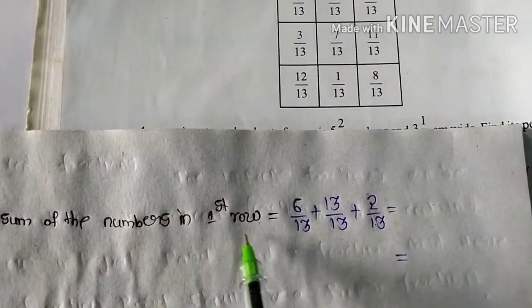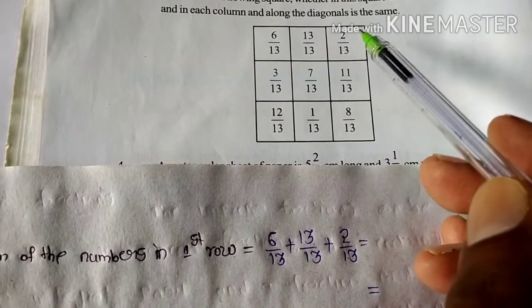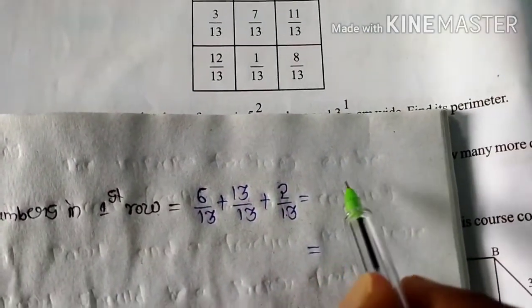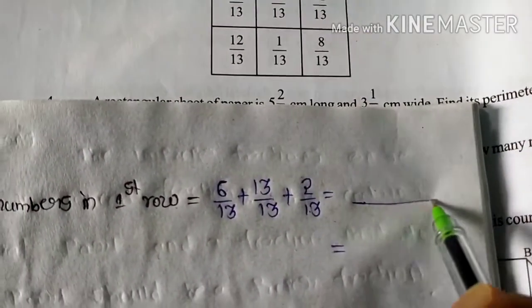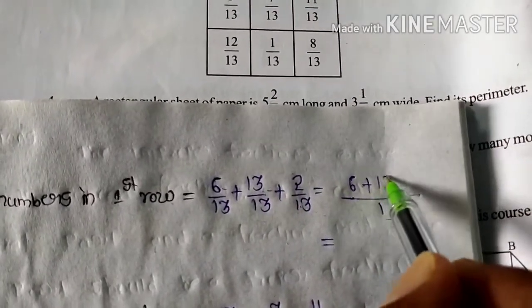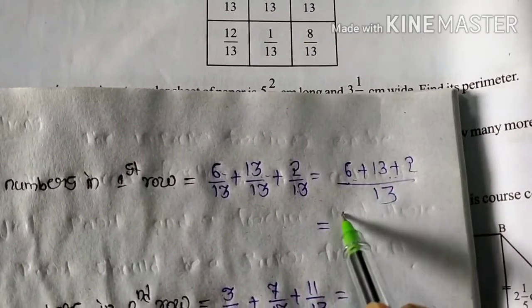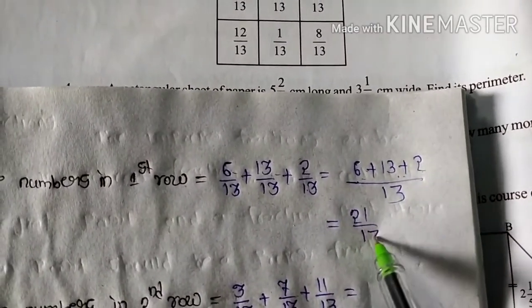See here, first I am taking the sum of the numbers in the first row. First row, I told, is 6 by 13, 13 by 13, 2 by 13. That means you know how to add. Just write 13 as the denominator, and 6 plus 13 plus 2. That means 6 plus 13, 19, plus 2 is how much? 21 by 13.